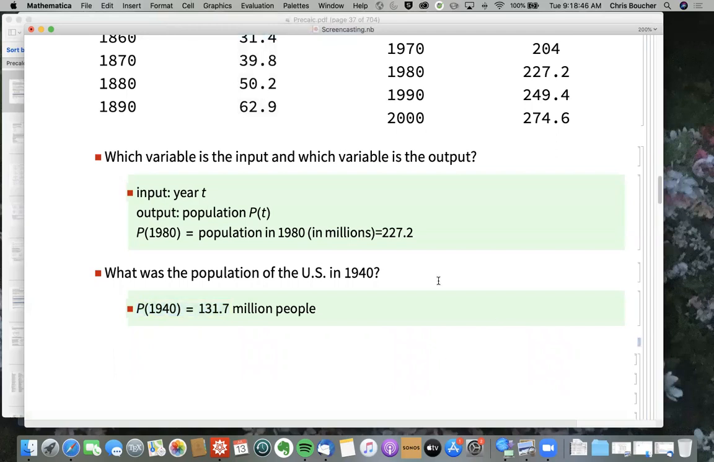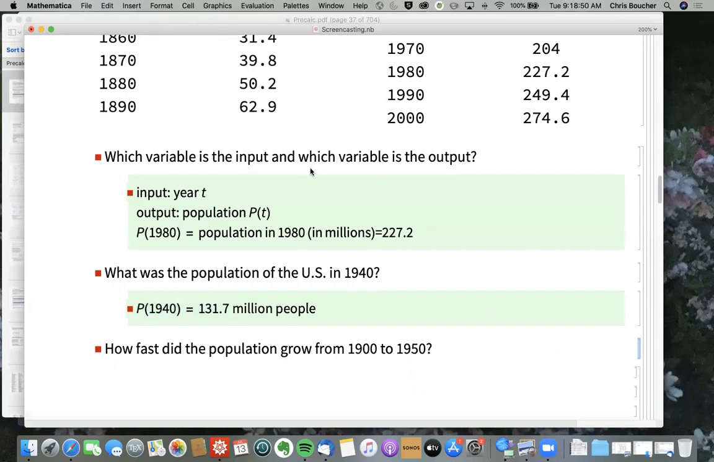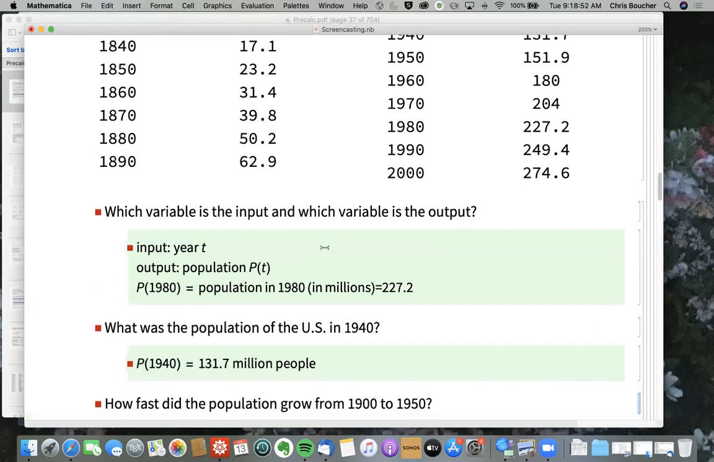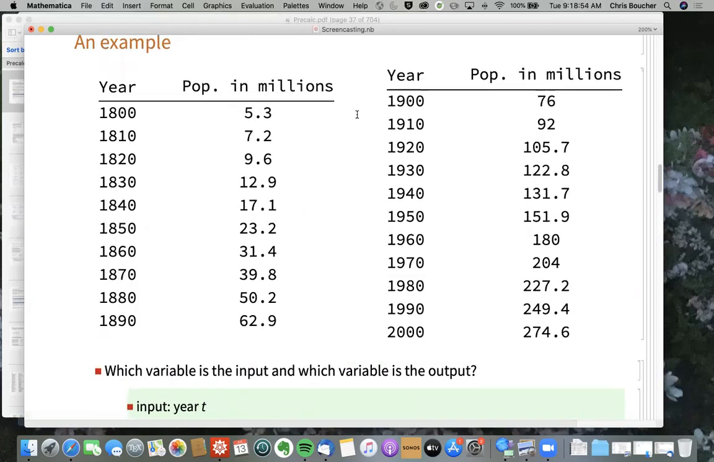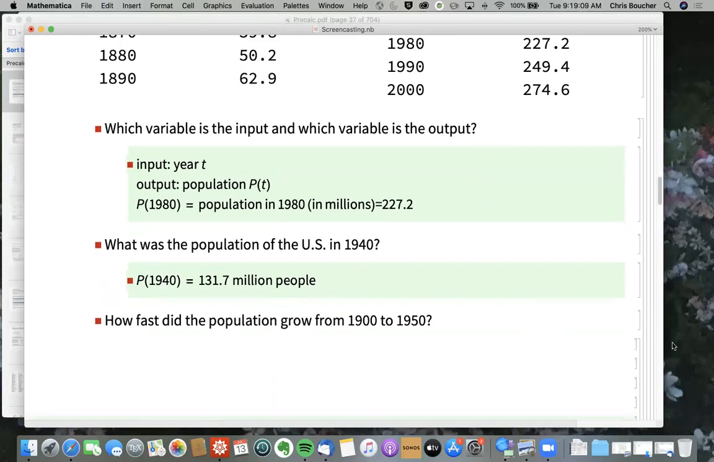All right, so now the question that we're really interested in this section: how fast did the population grow from 1900 to 1950? So we do have information about those 2 years. There's 1900, there's 1950. However, the question that we can answer directly is, what is the population? Not how fast does the population grow. So we should think about this one a little bit.